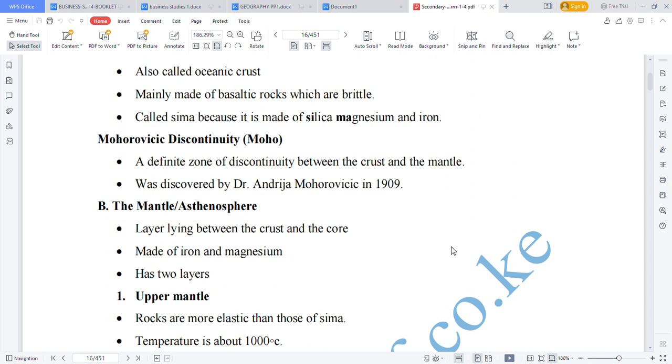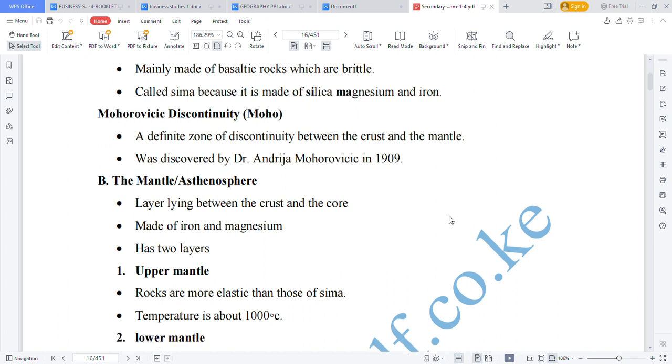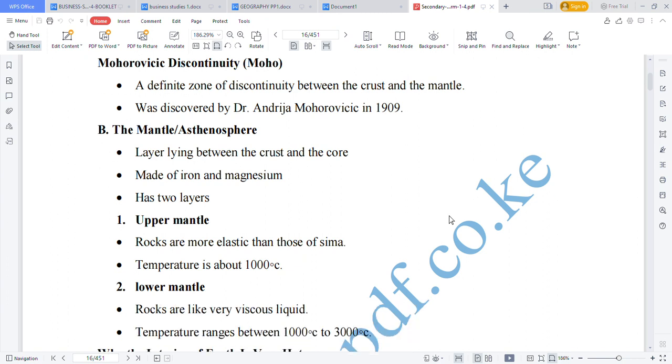Then we move to another part of the internal structure, which is Mohorovicic discontinuity, also called MOHO. It is the definite zone of discontinuity between the crust and the mantle. It was discovered by Dr. Andrija Mohorovicic in 1909. Next is the mantle or asthenosphere.